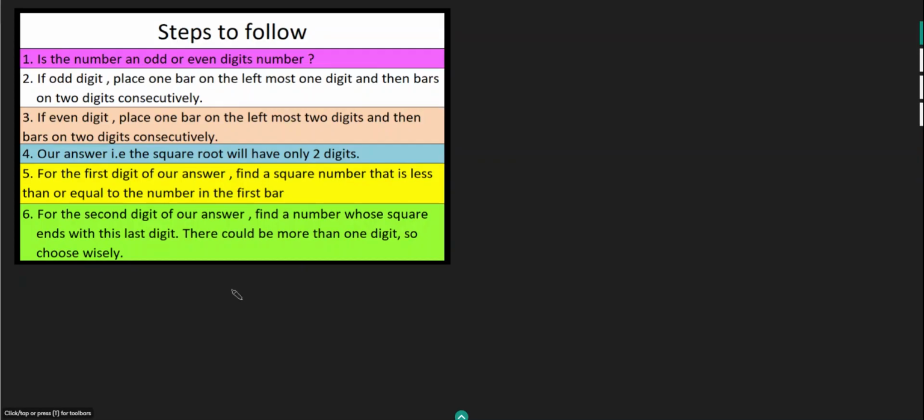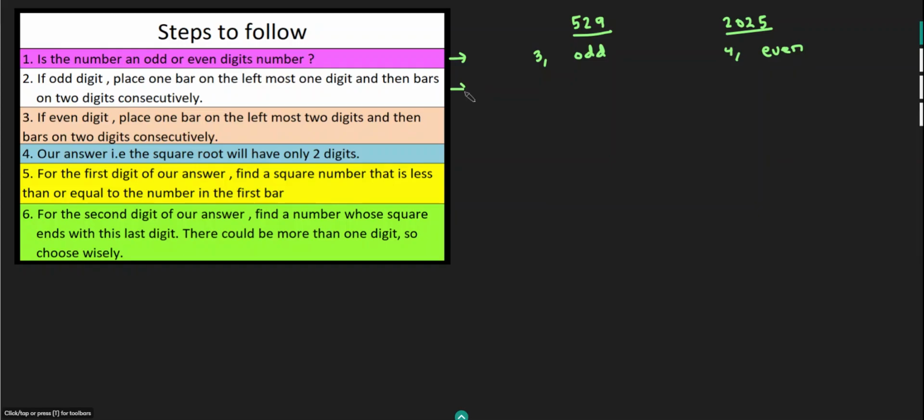We will now see how this method works by following these 6 steps. Let's understand each of the steps one by one with some example numbers. I'm going to consider two numbers, 529 and 2025, to understand these 6 steps. In the first step, we have to decide whether the given number that we are going to find the square root of has an even or odd number of digits. If you look at 529, this has 3 digits, which means it is odd. And 2025 has 4 digits, so it is an even digit number.